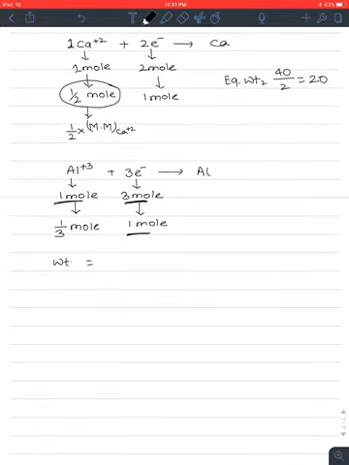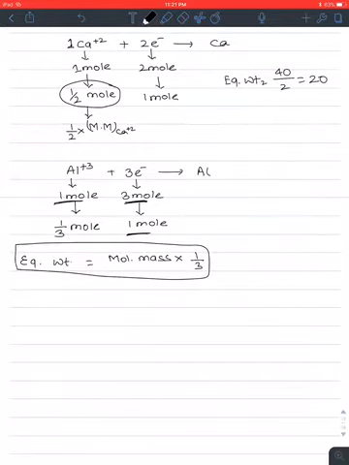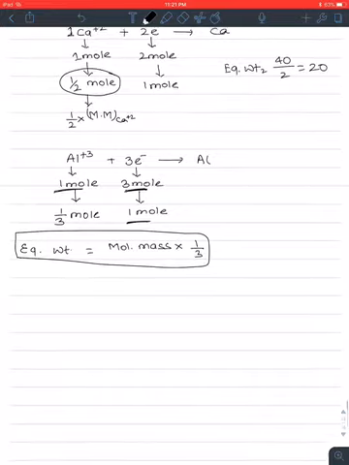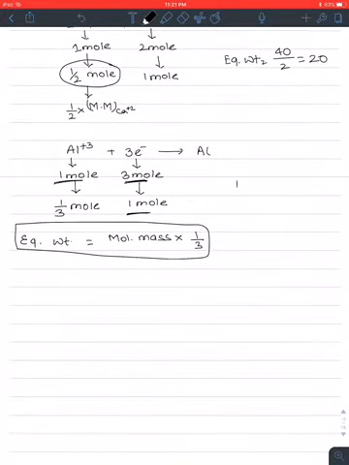And what will the weight be? We know weight is molar mass into number of moles. So that is the molar mass of aluminium into 1 by 3, and this weight will be our equivalent weight of aluminium in this reaction. So ultimately we can write that equivalent weight is equal to molar mass.